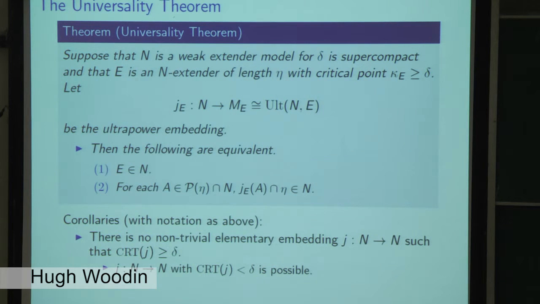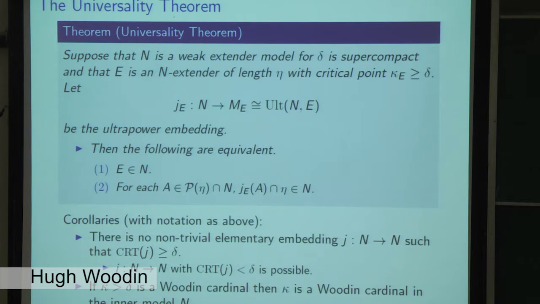Here's some corollaries. There's no non-trivial elementary embedding J from N to N whose critical point is greater than or equal to delta. That gives you an N extender that has to be in N and violates Kunen. Curiously, you can have J from N to N with critical point less than delta. So in the universality theorem, the constraint that the critical point of the extender be greater than or equal to delta is necessary. What about downward closure?